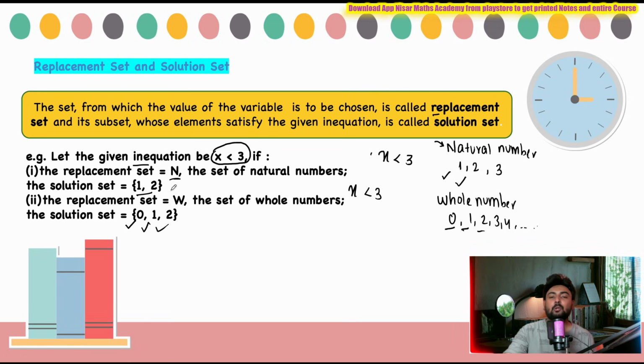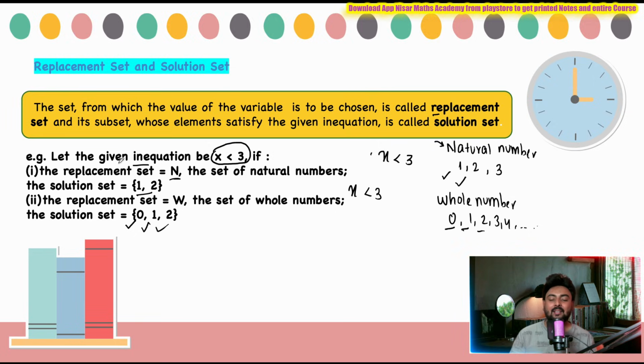I hope you are able to understand. It's very easy to understand what the replacement set is. The replacement set is a set from where we need to take the value of the variable, and the solution set is the subset of it which satisfies the given inequation. I hope it is quite clear to you. In the first example, I have taken the replacement set as natural numbers. It means I have to assume the values of the variable x from the natural numbers. In the second step, I have taken the whole numbers. I hope the concept is quite clear to you.